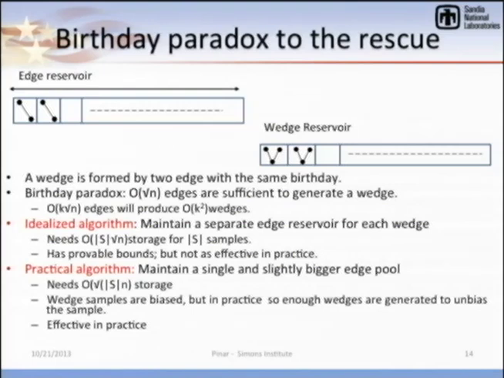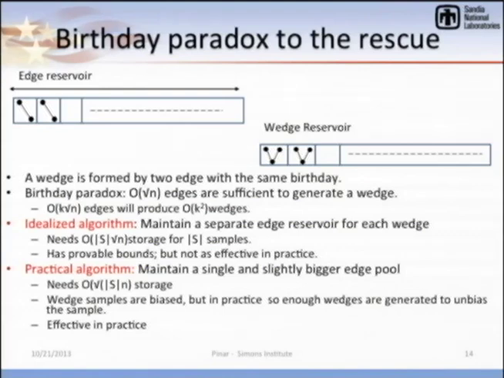The idealized algorithm is, for each wedge, I have an individualized, personal edge reservoir, and all of them are of size square root of n, and I form a wedge, and I check if it's closed or not. That's the idealized algorithm, and we can prove theorems. We can prove concentration bounds on these things, so that's all good. But it needs a lot of storage. Each wedge needs this whole storage. So what we do is increase the size of this edge reservoir a little bit, and then we generate a lot of wedges.